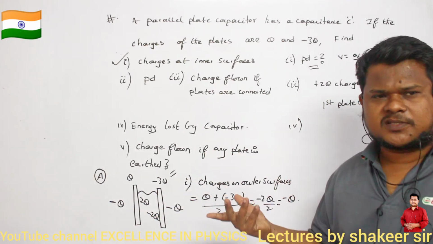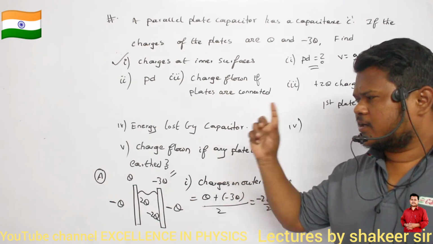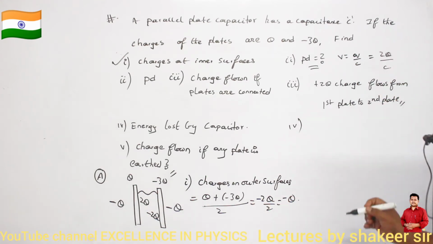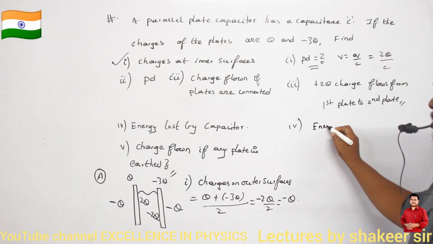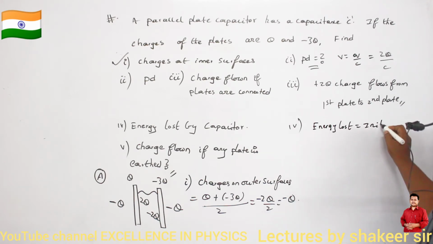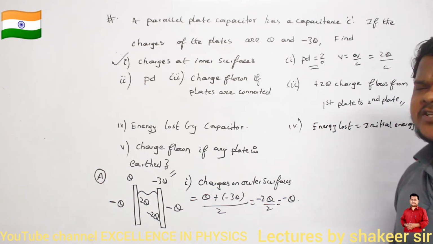They have lost their charges, so the electric field will also become zero. If the electric field becomes zero, it means the capacitor has lost its charge. So the energy lost is nothing but the initial energy.